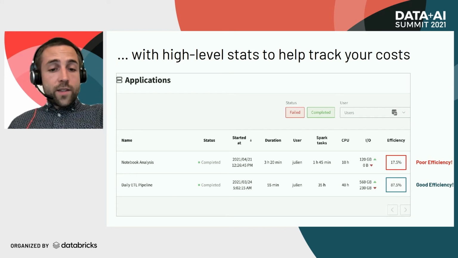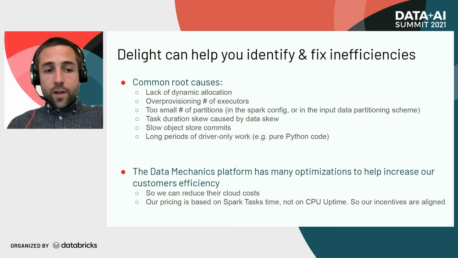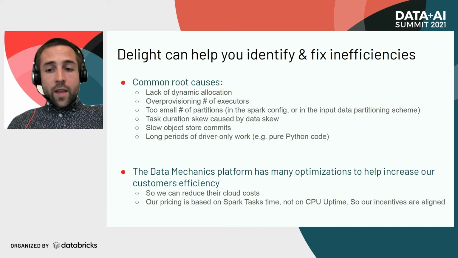Unfortunately, we don't always get 80, 90% efficiency. On average, it's much lower. So why? What are the common root causes? First, not enabling dynamic allocation. Particularly if you're using Spark interactively from a notebook, you should enable dynamic allocation such that when your notebook is idle, the executors go away. Second common reason is defining too many executors for a pipeline. We call that over-provisioning. Third reason is not having enough partitions, either in the input data or in the default configuration that sets the number of partitions.